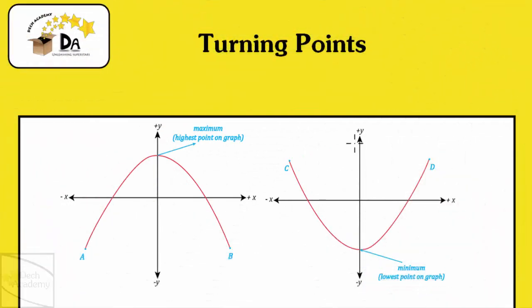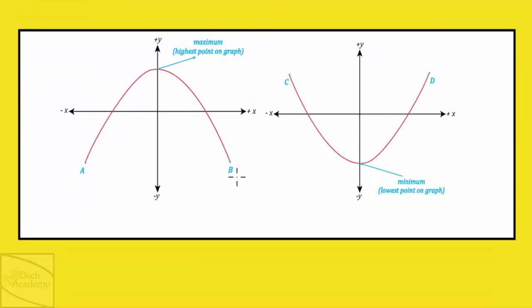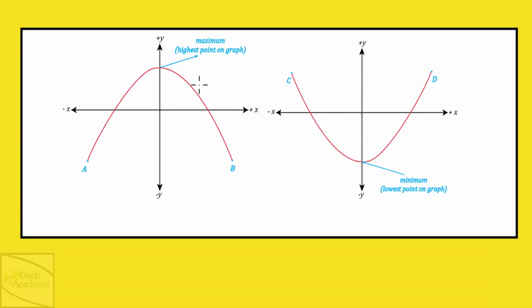This video deals with the turning point of quadratic graphs. Remember, quadratic graphs have parabolic shapes like this or this, like a U or an N, as you can see here in red. Now, turning points, there are two types of turning points we are interested in.